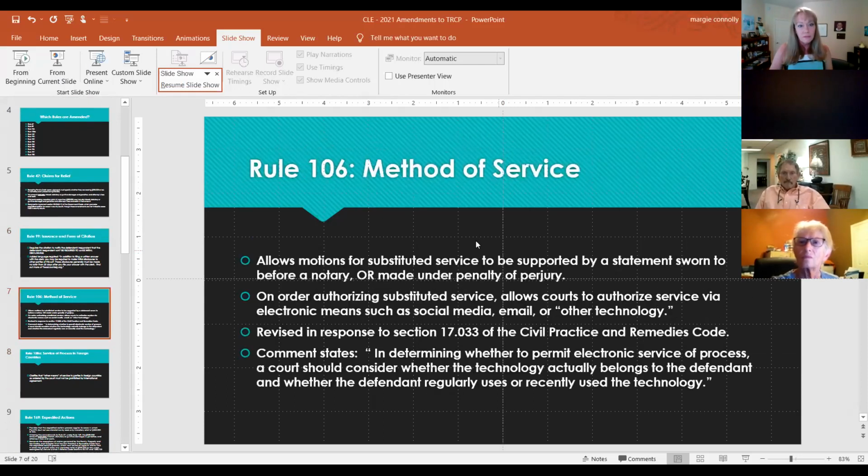I want to go back on the recording and touch on the method of service. The amendments to Rule 106 state that substituted service can be made by social media, email, or other technology, and reiterate the caution that in determining whether to permit electronic service of process, the court was going to consider whether the technology actually belongs to the defendant or whether the defendant regularly uses that technology.